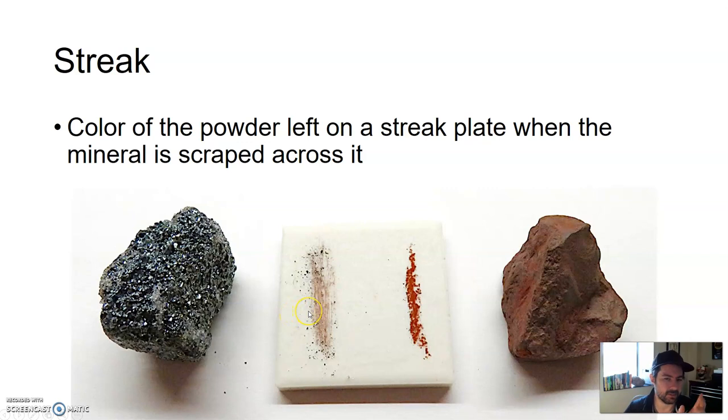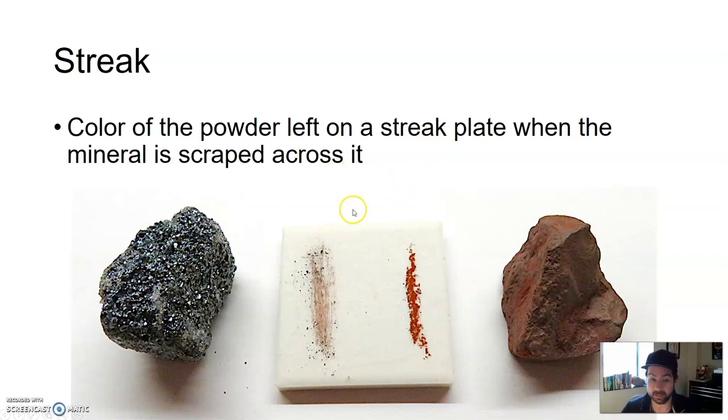So the streak isn't always necessarily the color that you see. So that's what makes streak actually so powerful, because in reality, these two minerals are actually the exact same thing. Just a little difference between the two. They're both hematite. Just different ways in which they formed gave them a little bit different characteristics.